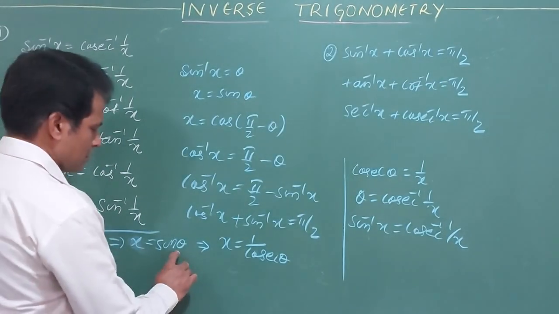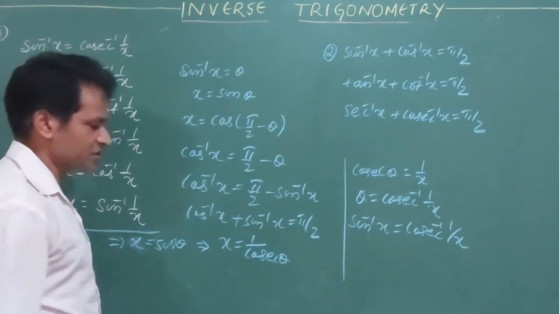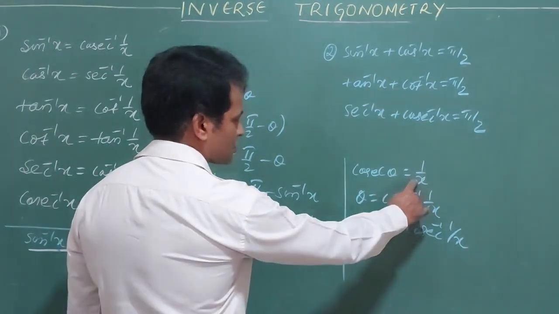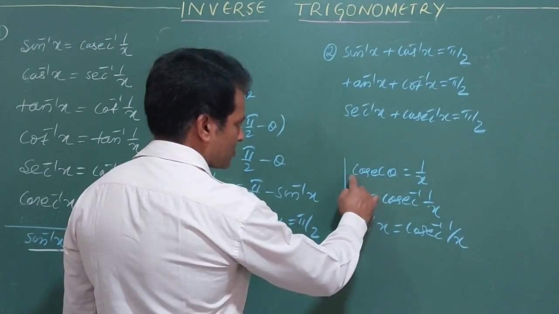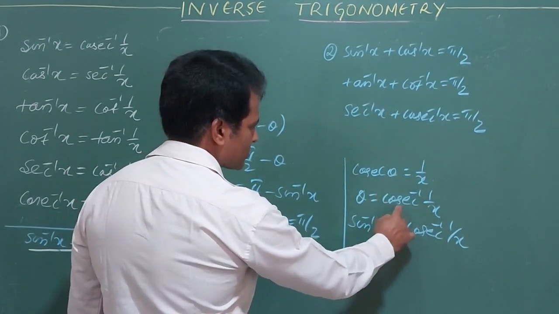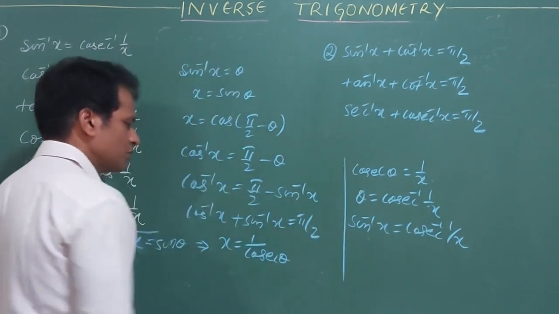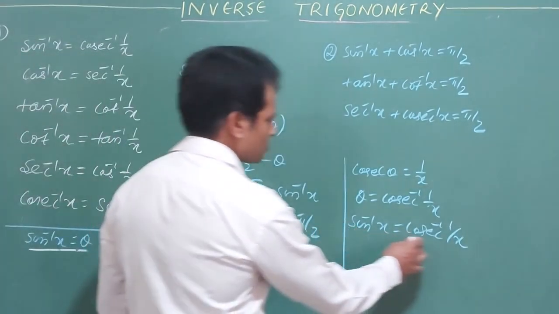Sin theta can be written as 1 by cosec theta. Then cosec theta is equal to 1 by x. Apply cosec inverse to both the sides: theta is equal to cosec inverse 1 by x. Then instead of theta, what you have assumed? You have assumed theta is equal to sin inverse x. So sin inverse x is equal to cosec inverse 1 by x.